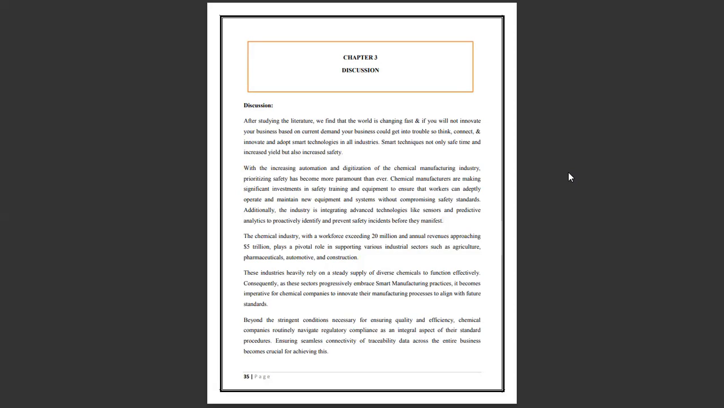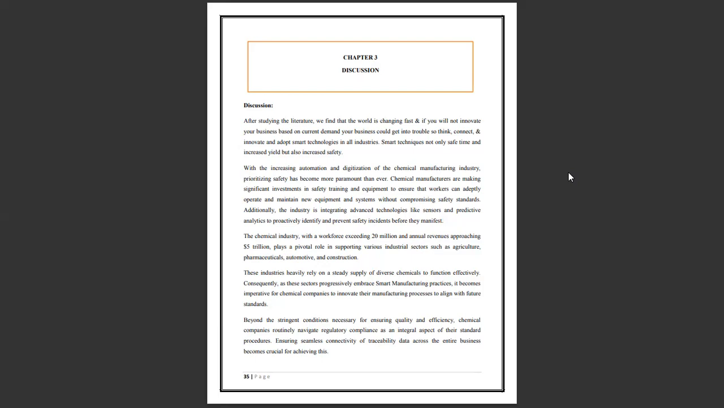With the increasing automation and digitalization of the chemical manufacturing industry, prioritizing safety has become more paramount than ever. Chemical manufacturers are making significant investments in safety training and equipment to ensure that workers can adeptly operate and maintain new equipment and systems without compromising safety standards. Additionally, the industry is integrating advanced technologies like sensors and predictive analytics to proactively identify and prevent safety incidents before they manifest.